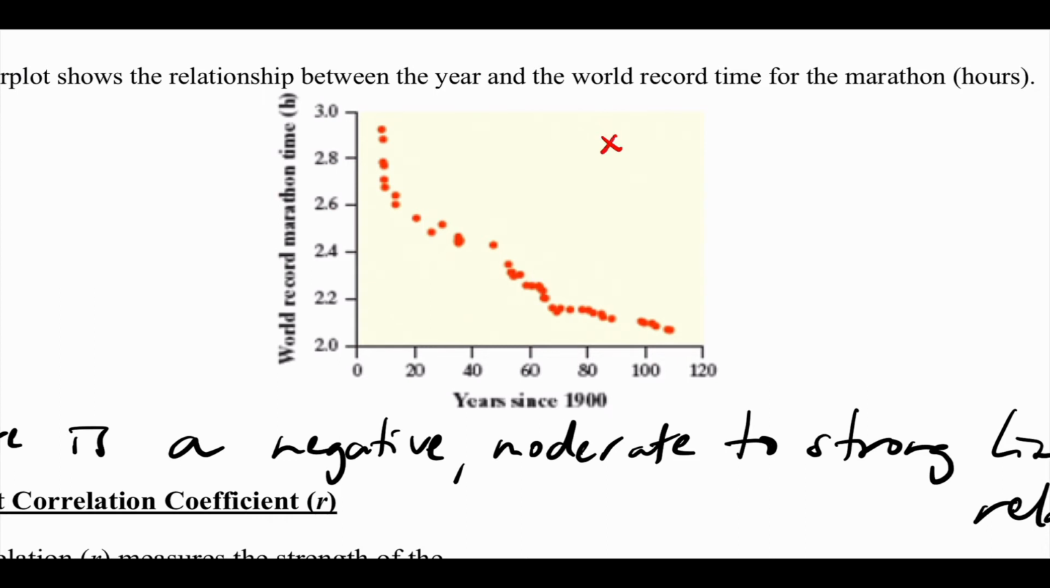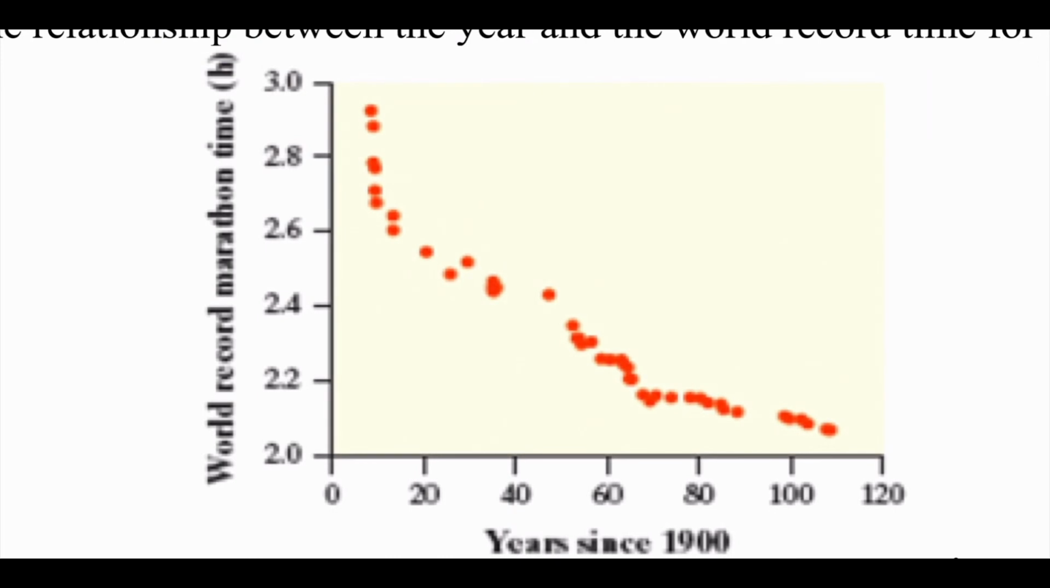Okay? So let's say I were to add a guy right here. That would affect R. That would affect R's strength, and might even affect the direction, because R is how much of a straight line those dots form. So let me take away this guy. That R is pretty strong, right? It's negative. We said strong, maybe on the high moderate side, closer to negative 0.8, negative 0.7, negative 0.9, around there.